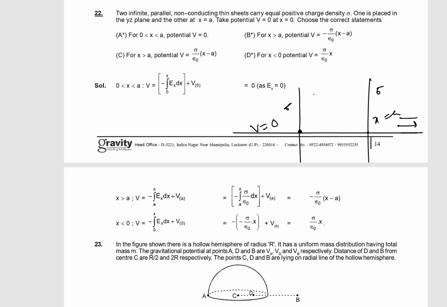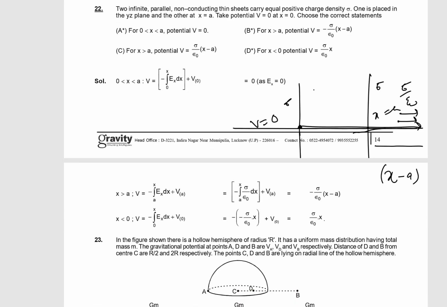Now when we cross x equal to a, both fields are in the positive direction. The net field will become sigma by 2 epsilon naught plus sigma by 2 epsilon naught, since the electric field due to a sheet is sigma by 2 epsilon naught. So the net field will be equal to sigma by epsilon naught. But the coordinate is measured from the origin, so how much distance have we moved in this direction? This length will be equal to x minus a. So the change in potential will be sigma by epsilon naught into (x minus a), and negative of that, because in the direction of the electric field the potential decreases.